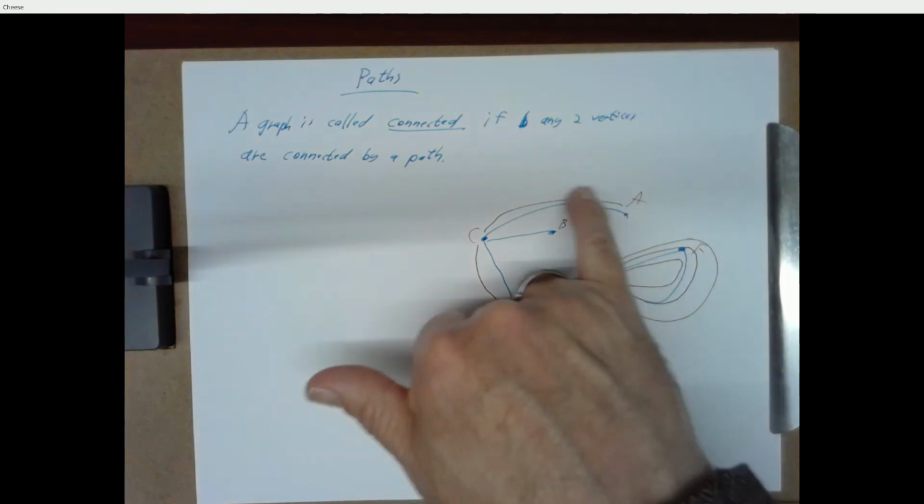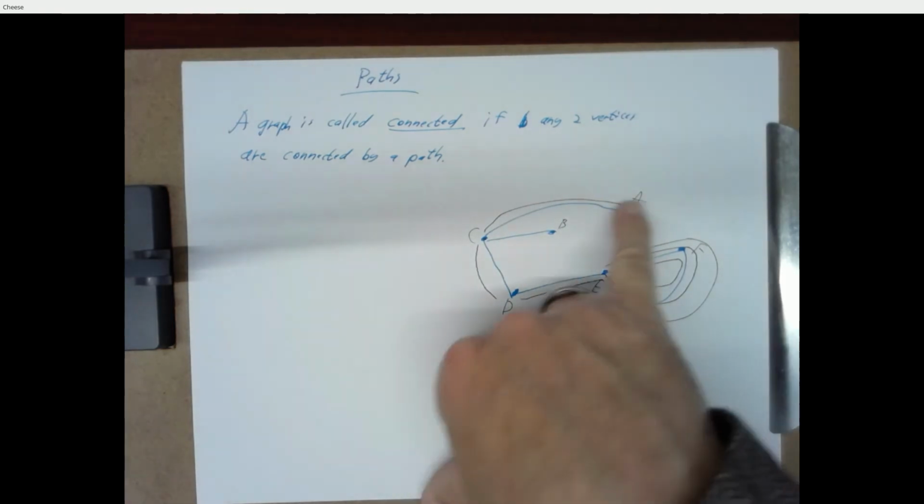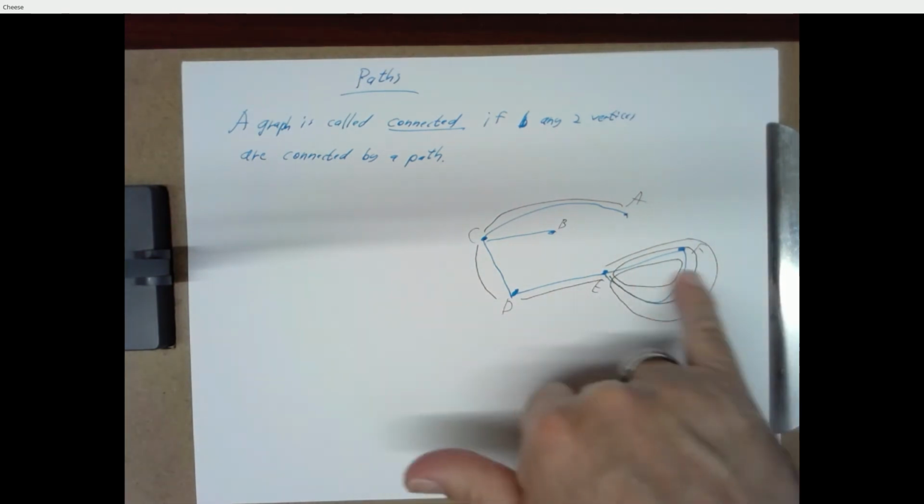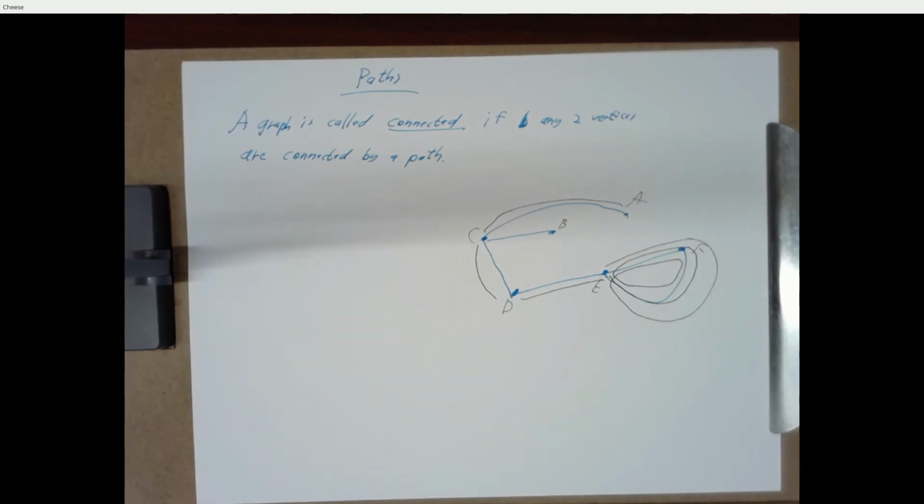So this is sometimes called a simple path, A, C, D, E. And this would not be a simple path because it's revisiting things that it's already visited.